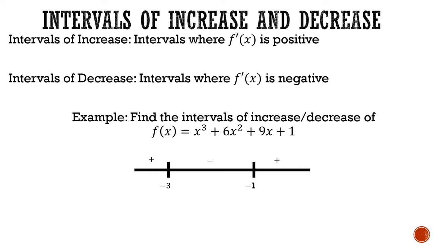Now, if you remember, your derivative was 3x squared plus 12x plus 9. That was a quadratic pointed upwards. So I know that to the left of negative 3, for sure that's going to be positive. And then I know in the middle I have a negative, and out to the right I have a positive, by the rules of a quadratic. And so therefore I know that it's increasing from negative infinity to negative 3 and from negative 1 to infinity, and then it decreases from negative 3 to negative 1.